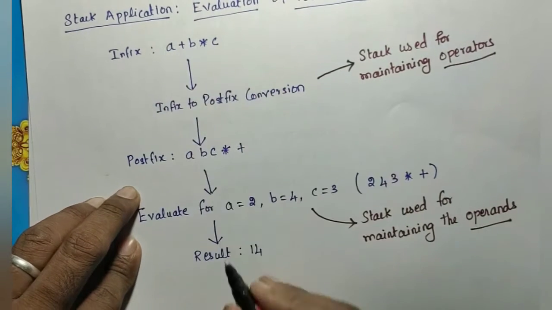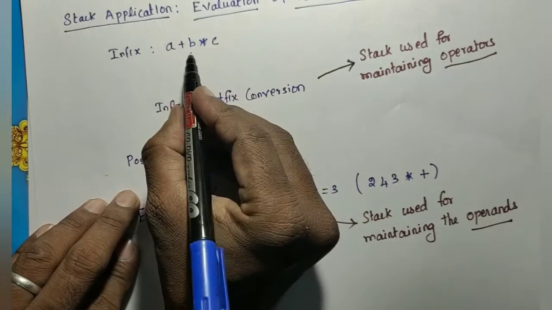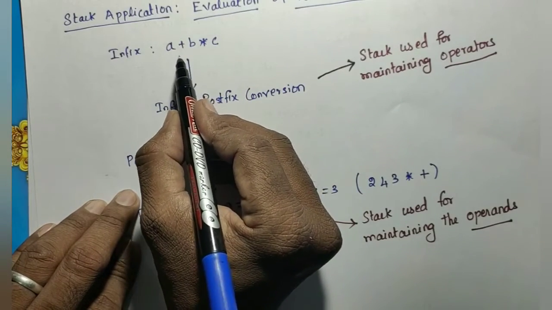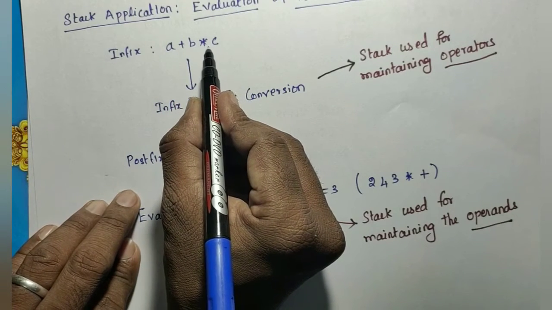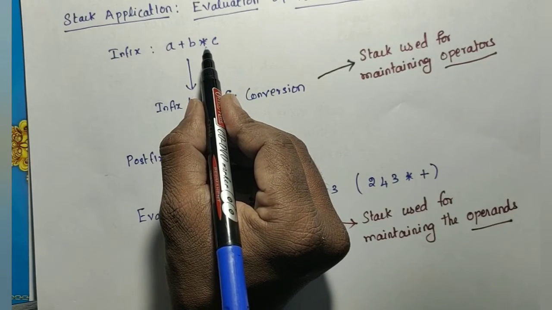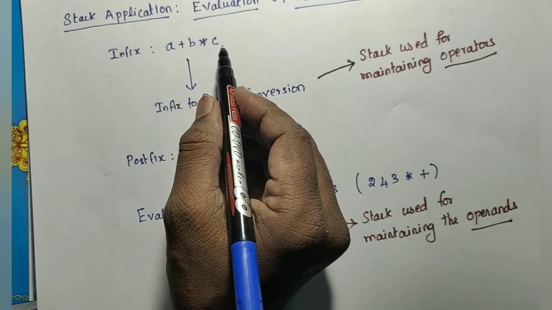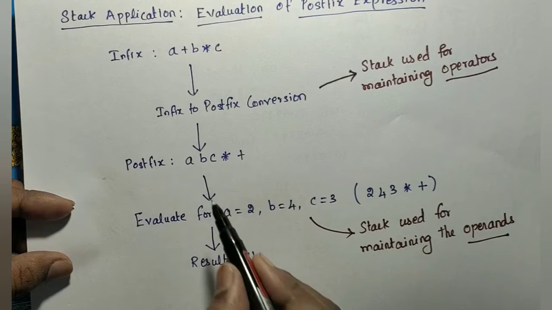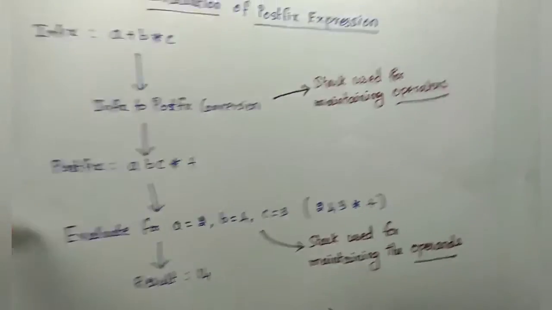So that is 14. 14 must be the result. If you are not considering the priority of the operators, what you will do is 2 plus 4, that is 6, 6 into 3 is 18, like that you will get the answer. So that should not be the answer. The actual answer, we should follow the priority of the operators, so that the answer must be 14. So if we are evaluating this expression, you will get 14.